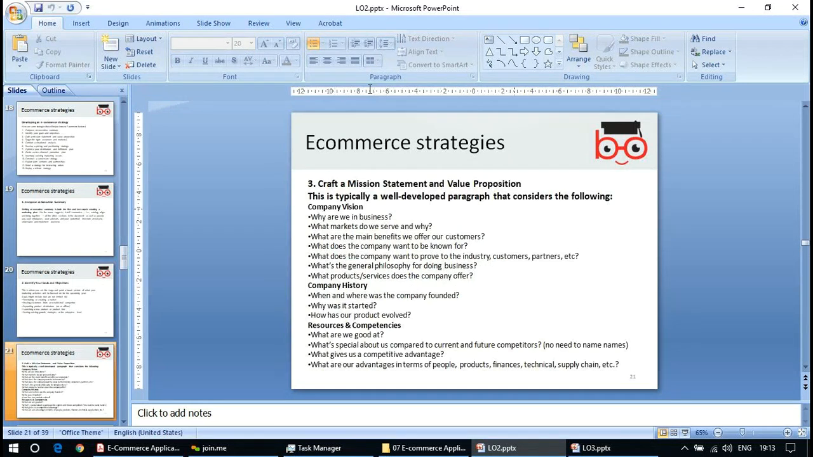This is typically a well developed paragraph that consists of the following: company vision, why are we in business, what markets do we serve and why? What are the main benefits we offer our customers? What does the company want to be known for? What does the company want to prove to the industry, customers, partners? What's the general philosophy for doing business? What products and services does the company offer? So if you have answers to these questions, then you have a good vision. You can craft a mission statement and value proposition.